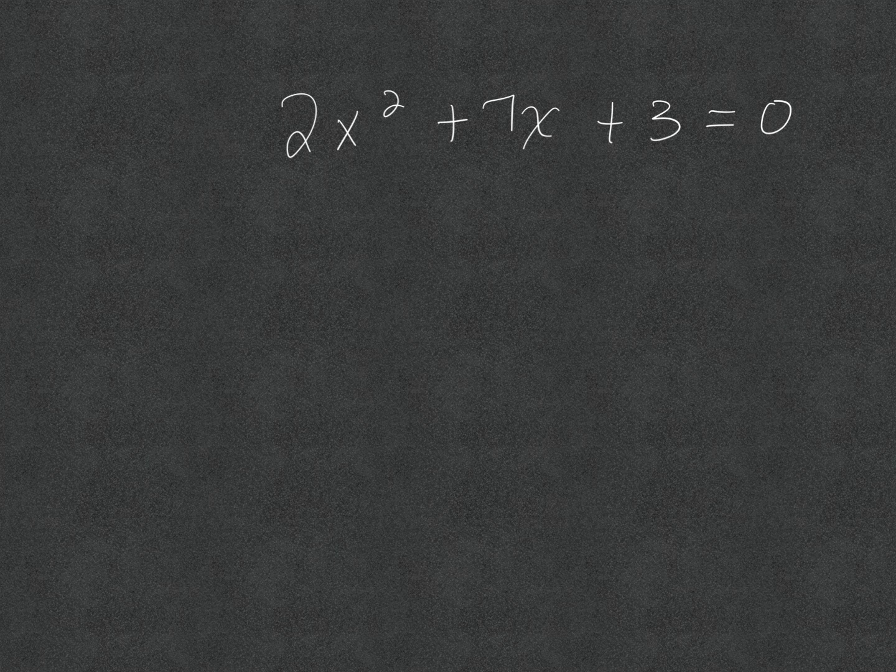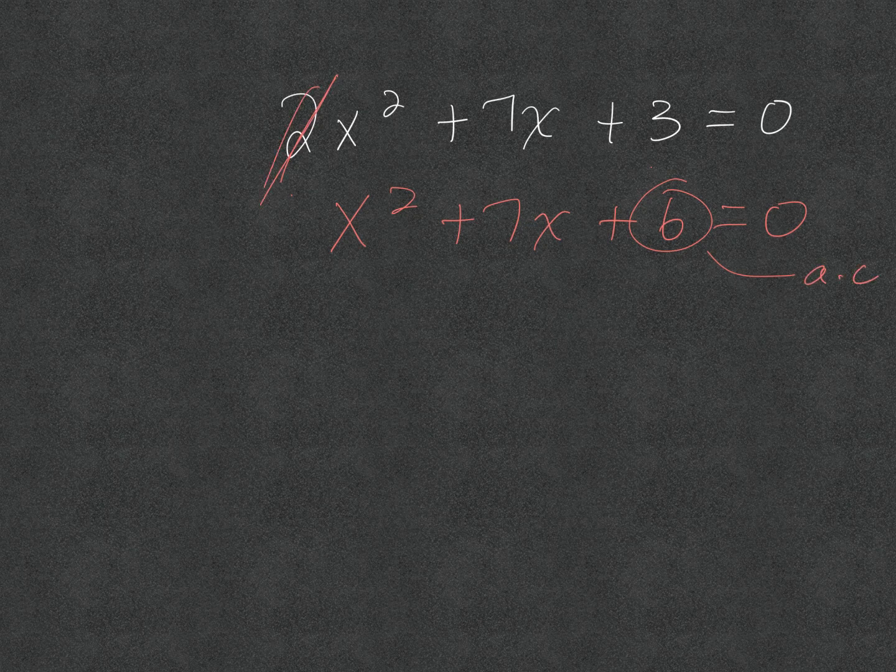So I already set it equal to 0. I did that part to move along quicker. So a times c is going to be 6, and I'm going to get rid of the a. So x squared plus 7x plus 6 is equal to 0. Right there, I put the a times c, and I got rid of the a. Okay, we can factor that now. That's going to be x plus 1 times x plus 6 is equal to 0.